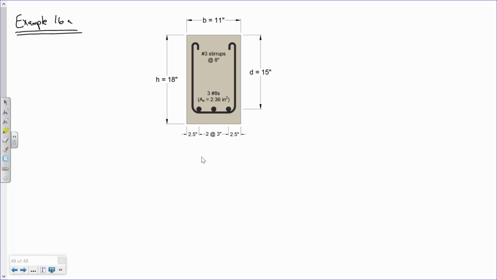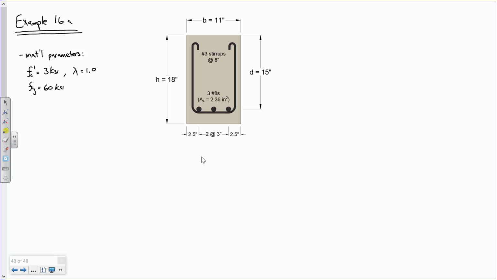Okay. So let's start off, let's just list some parameters that we know. Some material parameters. We've got f'c is 3 KSI. Lambda is 1, and we've got fy is 60 KSI.